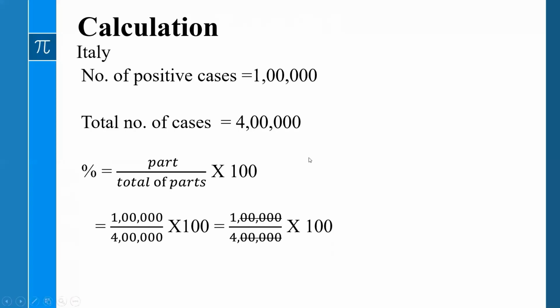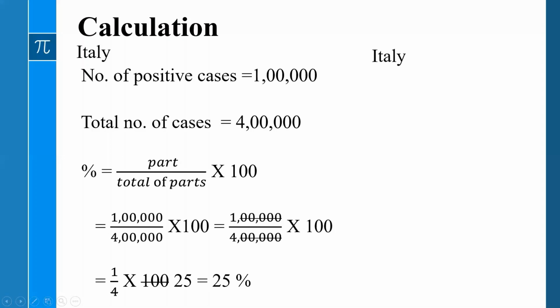So now here first reducing and cancelling out all the zeros, and then we are left with 1 upon 4 multiplied by 100. So further reducing, 4 ones are 4 and 25 fours are 100. So percentage of positive cases for Italy we are getting is 25%.